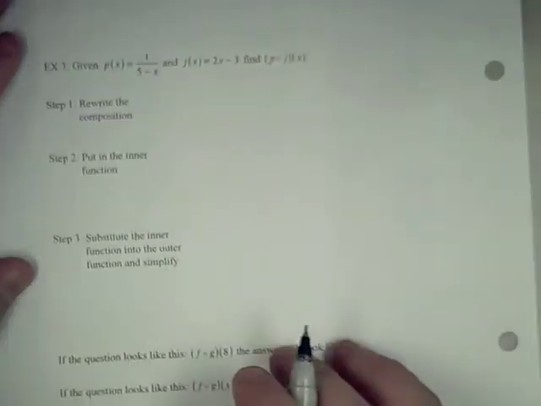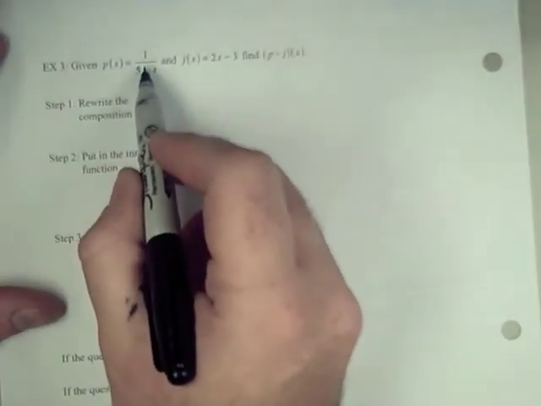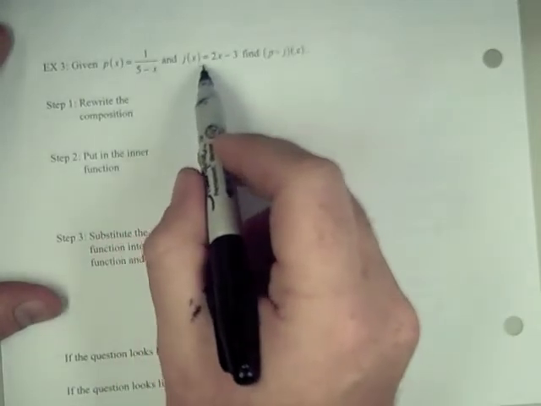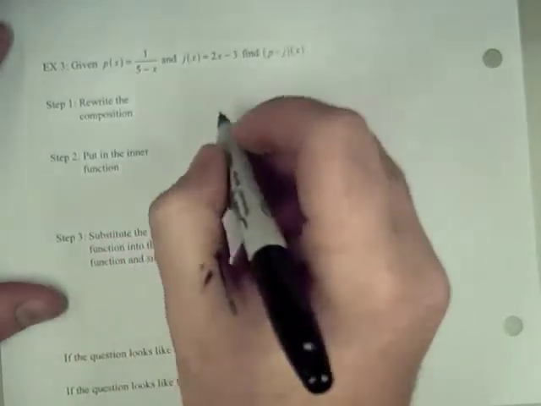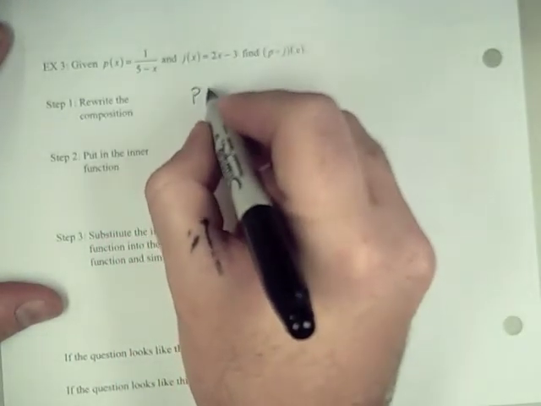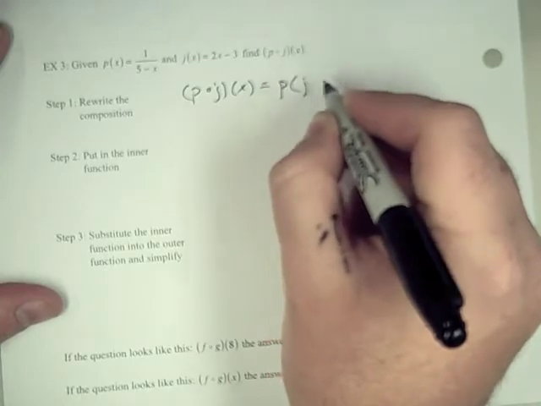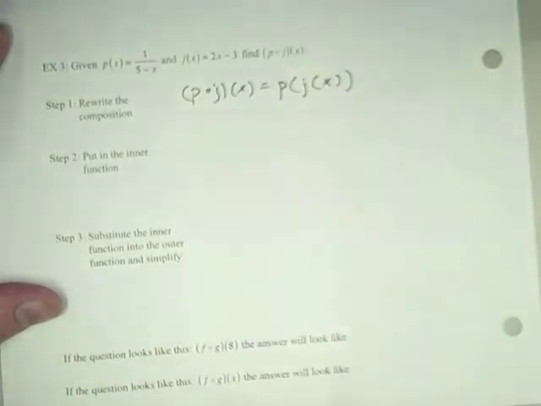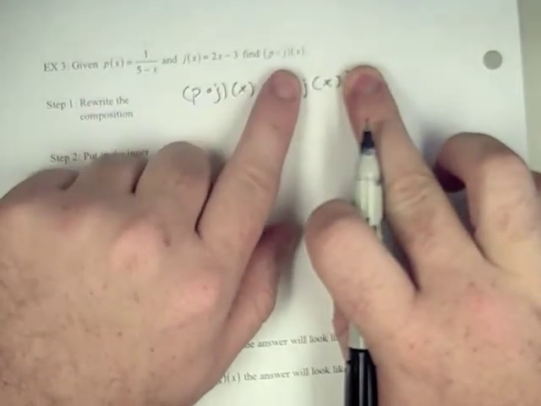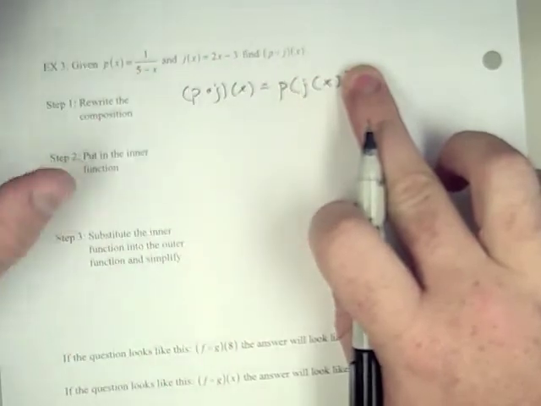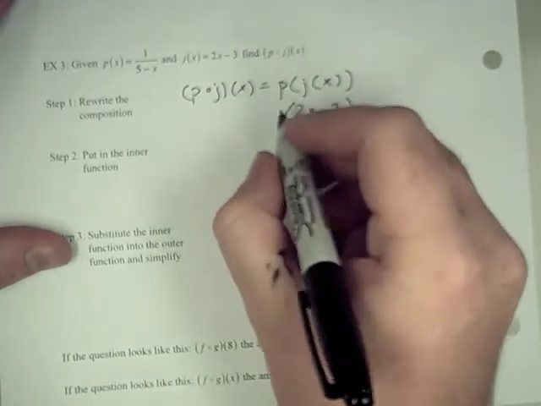On the next problem, we do the same thing. Given p of x equals 1 over 5 minus x, and j of x equals 2x minus 3, find p of j of x. First step, rewrite. p of j of x equals p of j of x. Put on your blinders. All I see on the inside is j of x, and we're given j of x right here, so just fill it in. 2x minus 3. Close parentheses, and that's still inside the p.